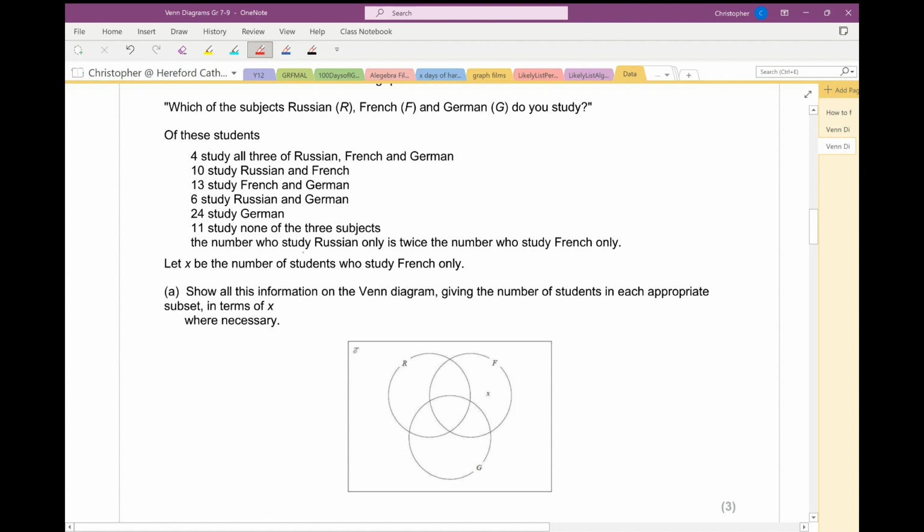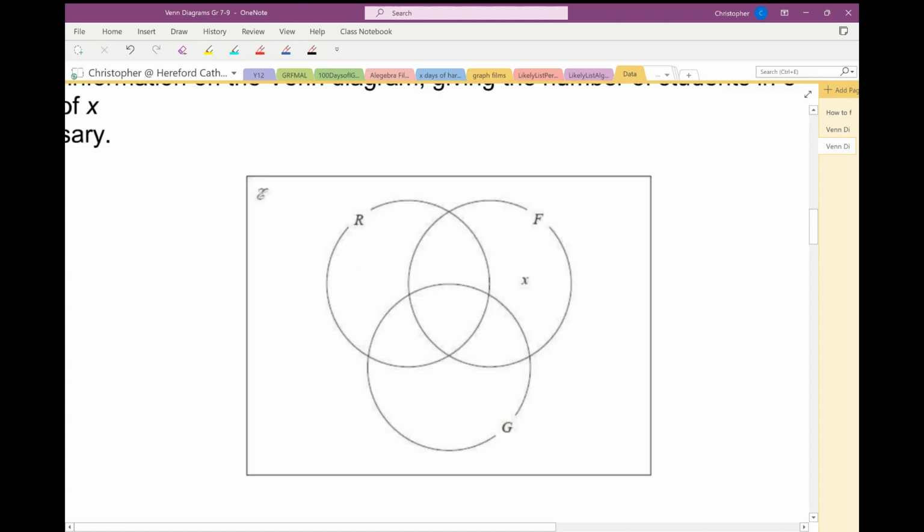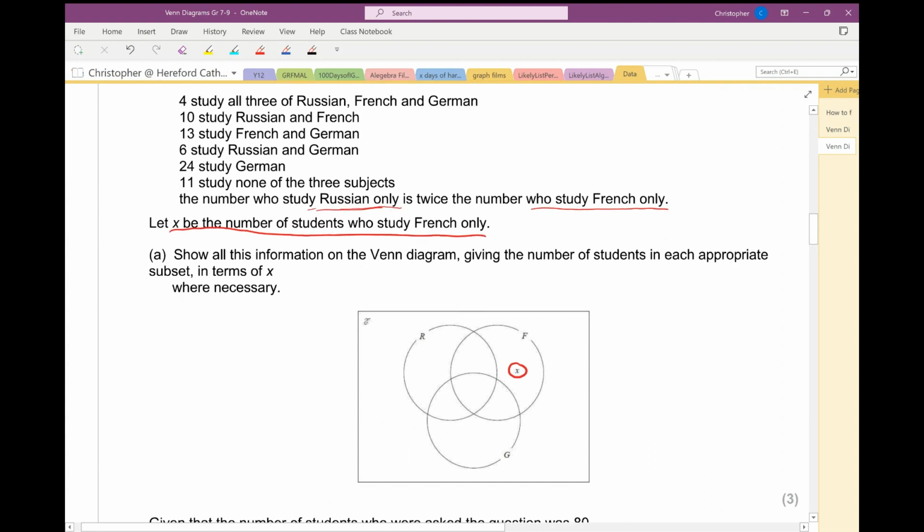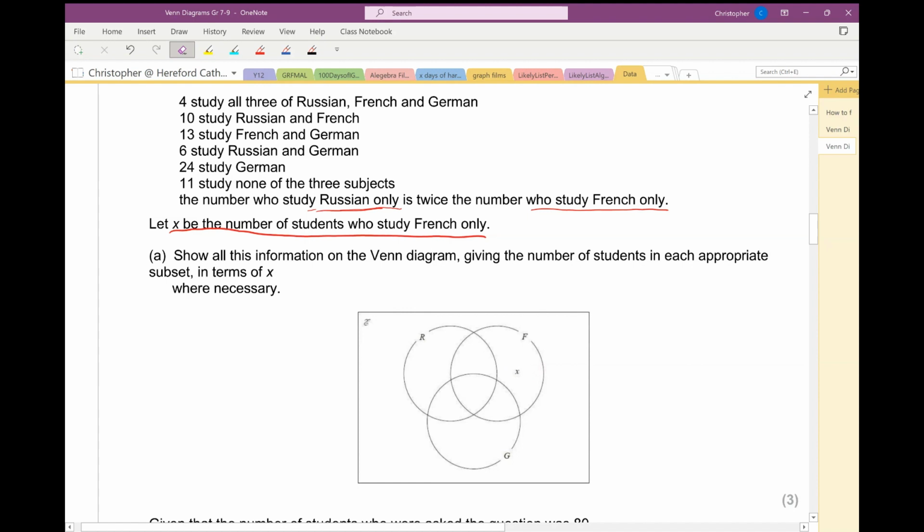The number who study Russian only is twice the number who study French only. So I'm going to have to remember that. Let X be the number of students who study French only. I see X is already in my Venn diagram. Look, there it is. That's the number of students who study French only. Show all this information on the Venn diagram, giving the number of students in each appropriate subset in terms of X where necessary.